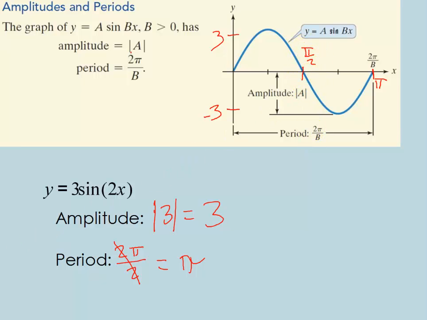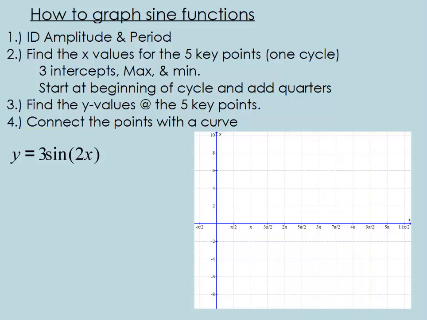Alright, so how do we actually graph the sine functions? Here are the 4 steps. The first thing, you have to figure out what the amplitude and period are, just by looking at the equation. Second step, find the x values for the 5 key points.